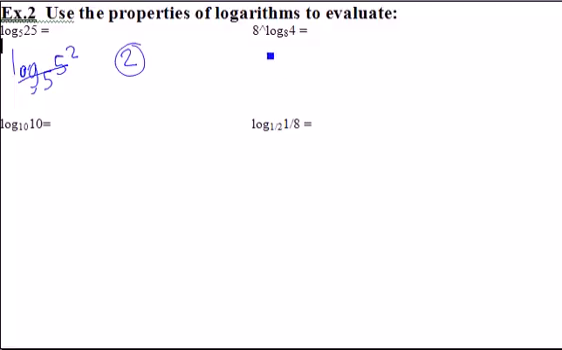Now, 8 to the log base 8 of 4 appears to be pretty confusing. If you try to focus on this exponent first, this is some power. Do you know what it is? I don't either. 8 to what power equals 4? Not completely obviously. It's not 1/2, because 8 to the 1/2 would be the square root of 8, which I know is not 4. This is some power.